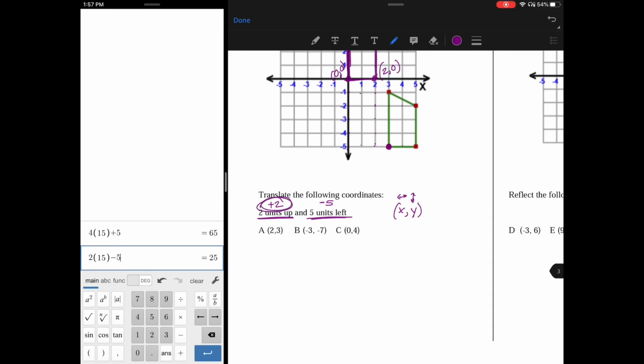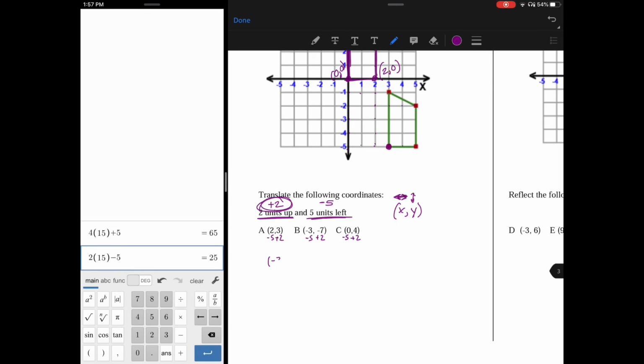So we're going to go 2 units up, that's up and down. So our second coordinate, we're just going to add 2. So 5 units to the left is side to side. That's a change in our x coordinate, and we're just going to subtract 5. So using that rule, we can find our new coordinates.